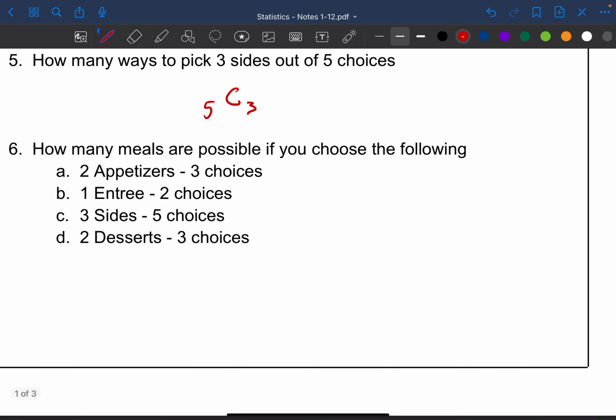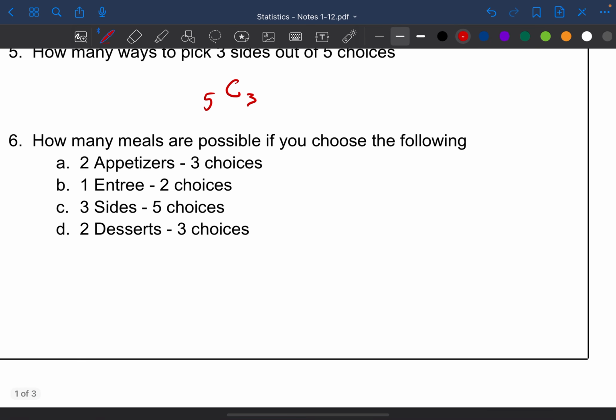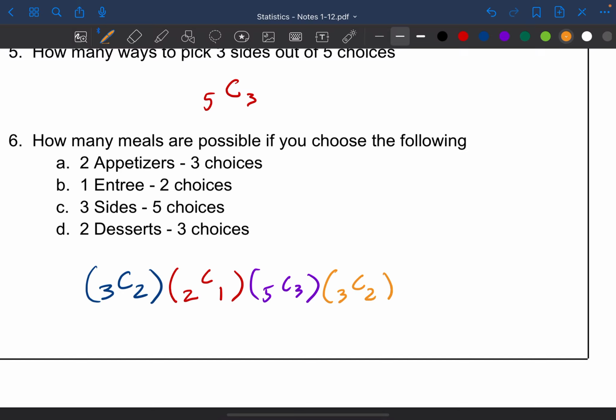So here, number 6 asks, how many meals are possible if you choose the following? So, how many ways can I just pick my appetizers? 3C2. How many ways can I pick my entree? 2C1. How many ways can I pick my sides? 5C3. And how many ways can I pick my dessert? Well, that's going to be 3C2. And we would multiply them.